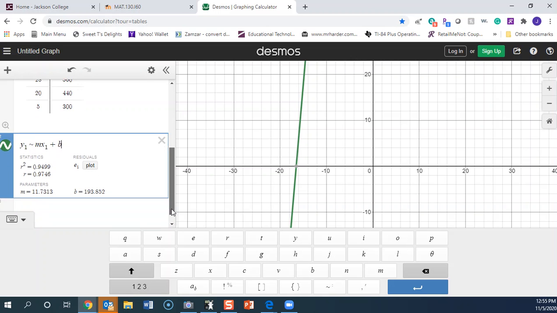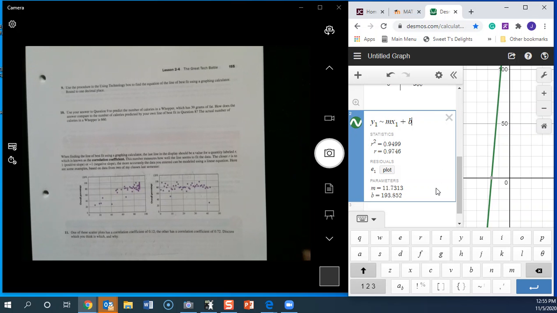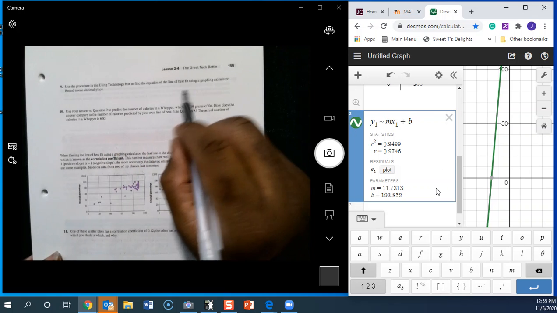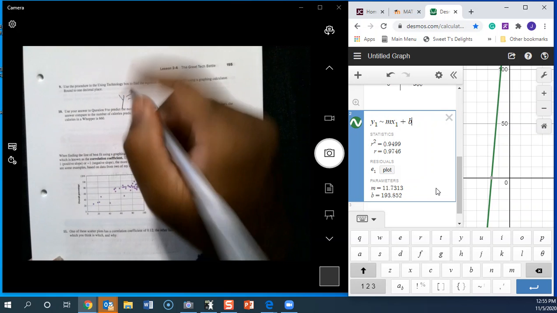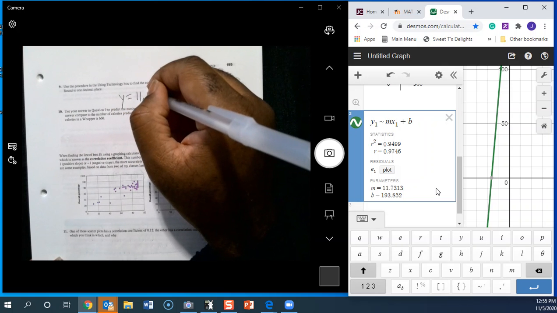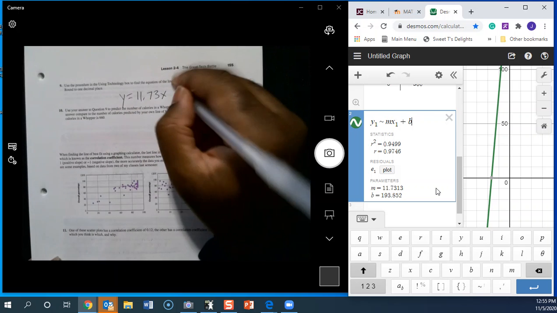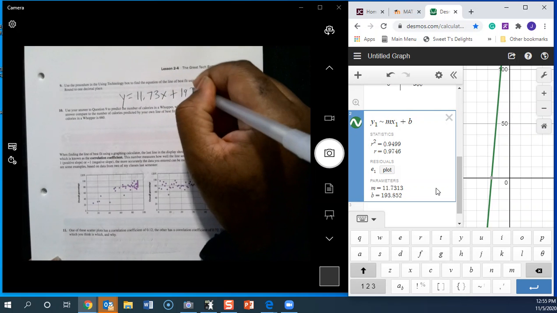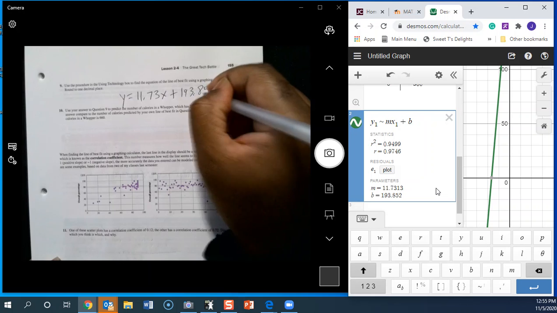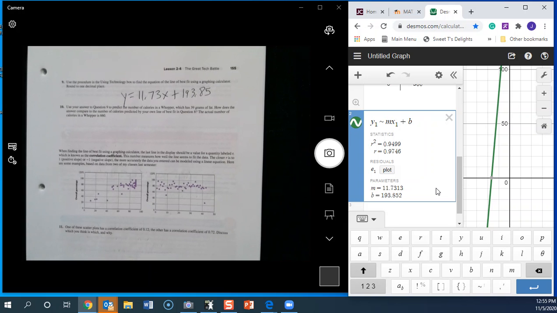Now, with this equation here, it gives us its slope and the y-intercept. So now, let me put that in. They ask us to find the line of best fit. So it'll be y equals, the m will be 11.73, if we round to 2 decimal places, x, plus 193.85. So that is the equation of the line of best fit that we have here.